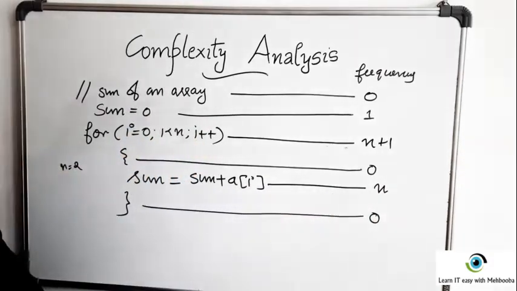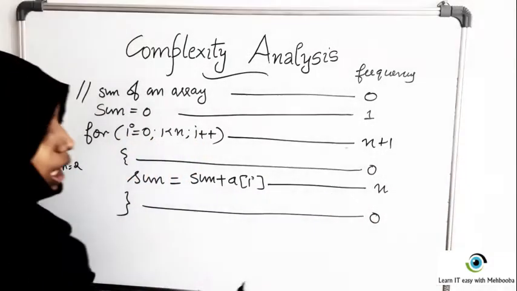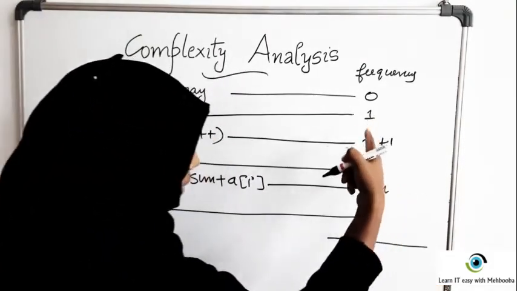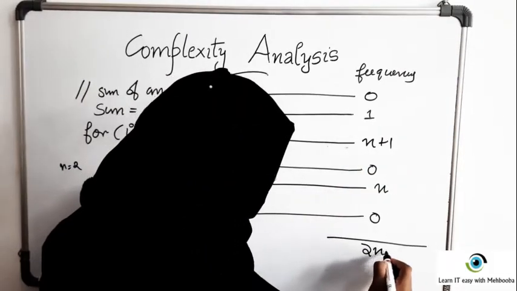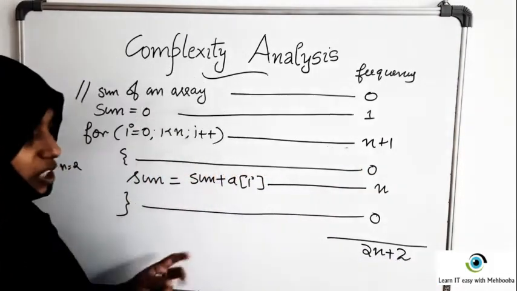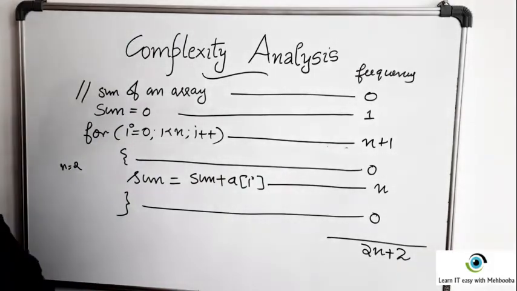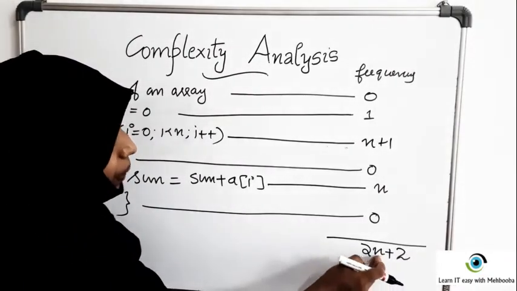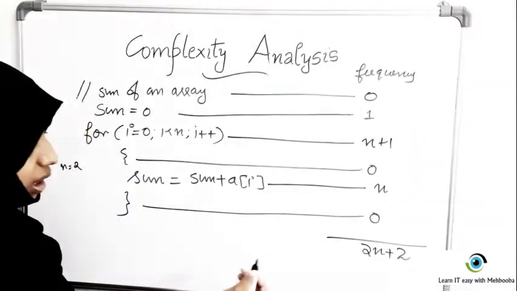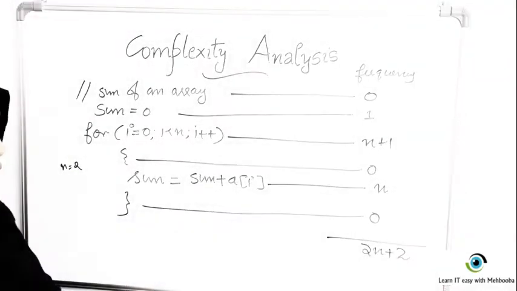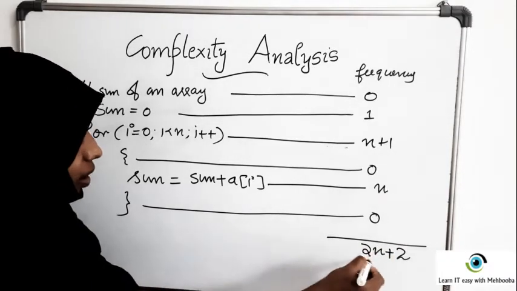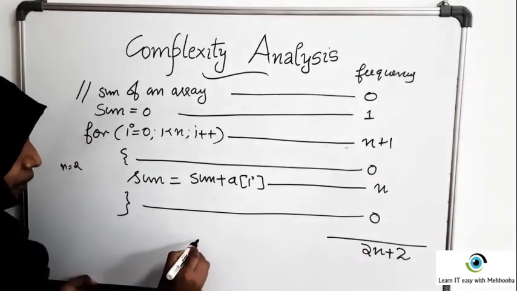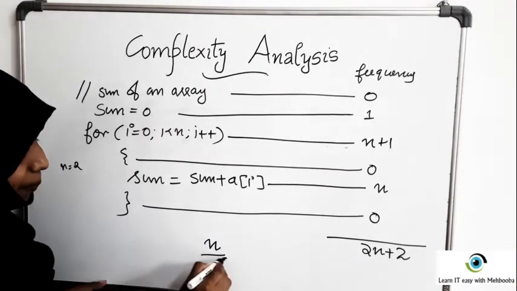So this is the frequency of various statements in this program, and now we will count the sum of the frequencies. Now it is 2n plus 2, isn't it? So 2n plus 2 is the frequency count of this program. Now when we say complexity, we will take only the part with the highest power of n. Here the term with the highest power of n is 2n, and we won't take the coefficients. So for the complexity we will simply take n.